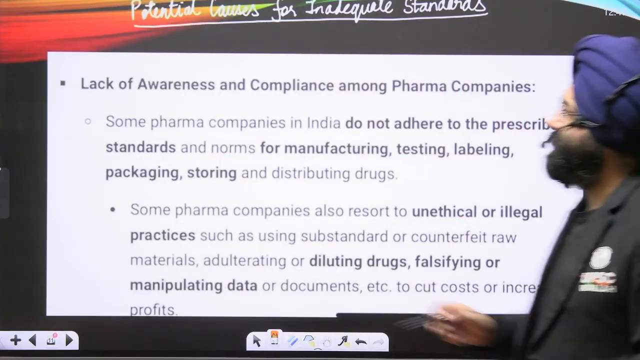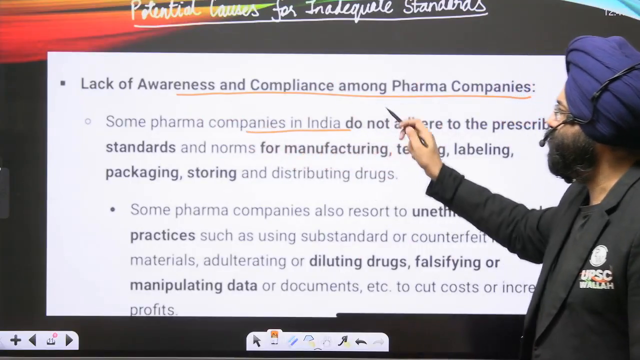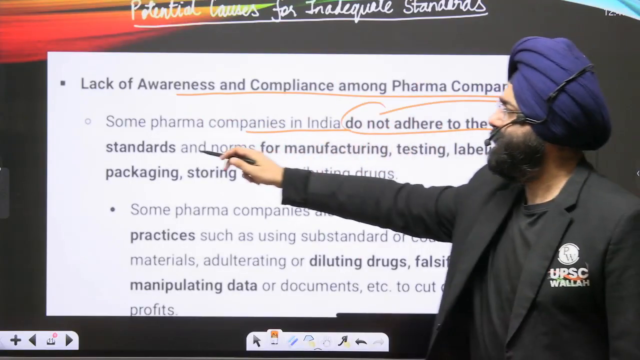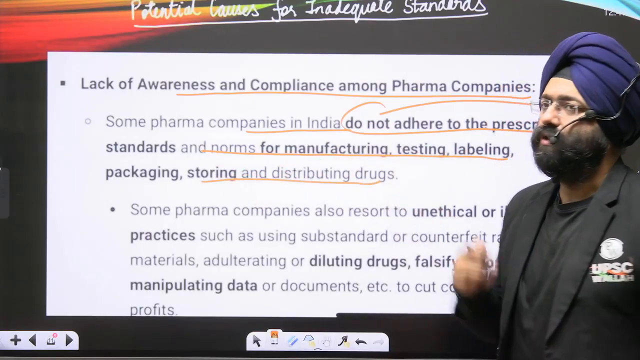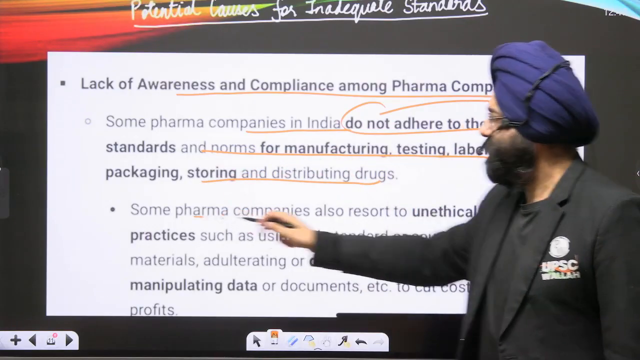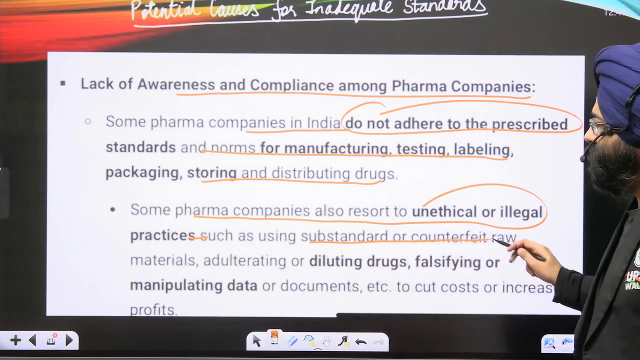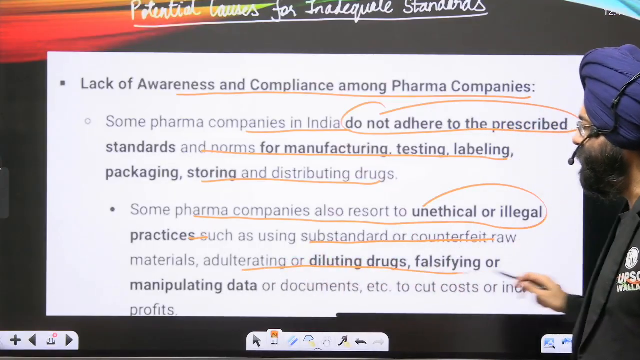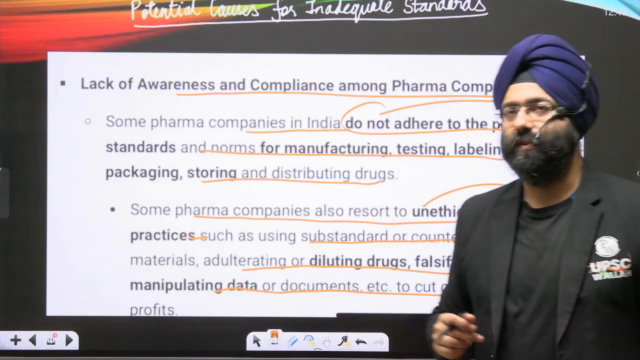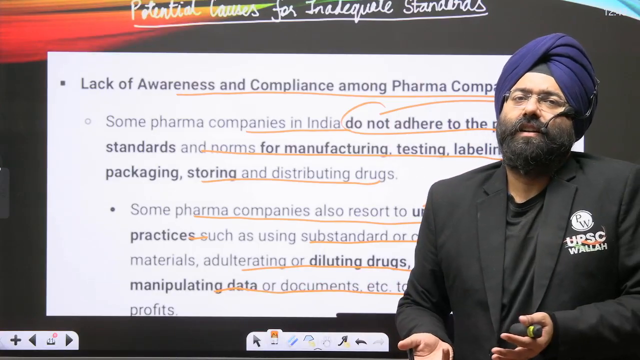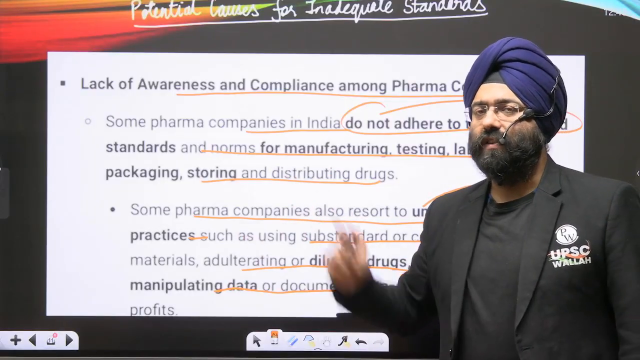Now see, next is lack of awareness and compliance among the pharmaceutical companies. Some pharma companies in India do not adhere to prescribed standards or norms for manufacturing, testing, labeling, packaging, storing or distributing these drugs. Some also resort to unethical and illegal practices like using counterfeit material, adulterating, diluting the drug, falsifying or manipulating data or documents to cut the cost and increase the profits. That automatically will result in substandard drugs, and NSQ drugs would be an outcome of that, along with the other classifications that we gave.